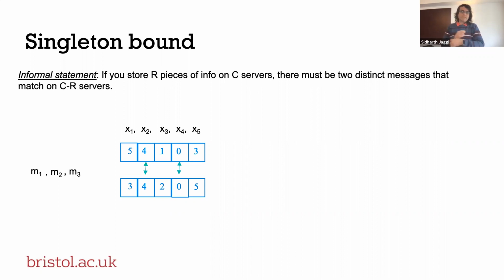I don't know if this makes some sense. You can imagine it perhaps as a generalization of the pigeonhole principle, which is really how this bound is proven. Because if R is large, then if you discard C minus R of those servers, the remaining pieces will have to have some overlap between them, right? So that's how you prove the Singleton bound. But anyway, that's what the Singleton bound tells us.